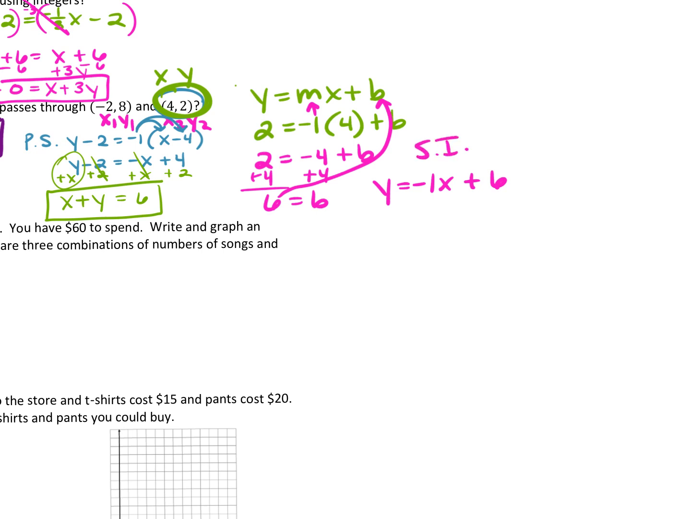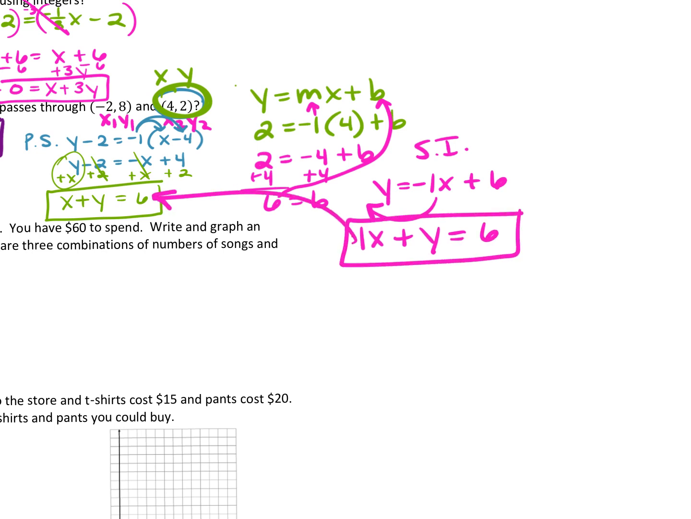We want standard, so you're just going to move that -1x over. So it's going to be a positive 1x, or just x, plus y equals 6. So you can see you get the same equation, okay? x plus y equals 6. It is up to you which route you prefer. You can start with point slope, or you can start with slope-intercept. You'll get to the same place.